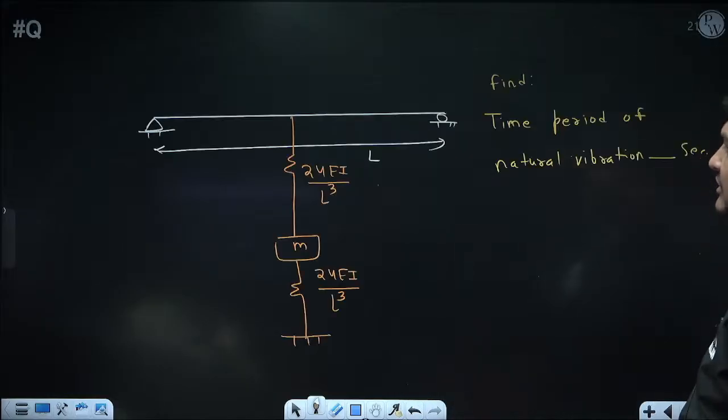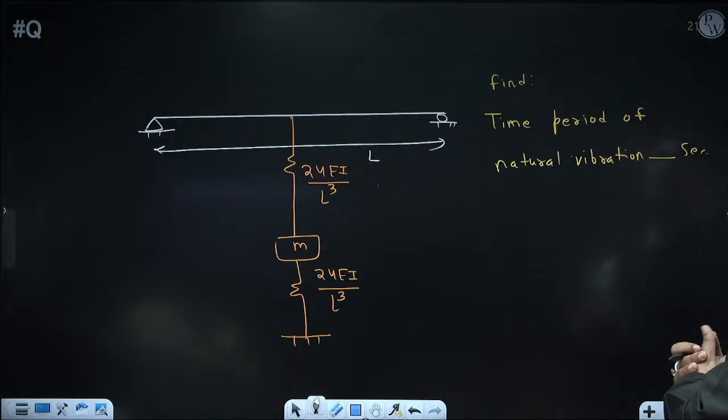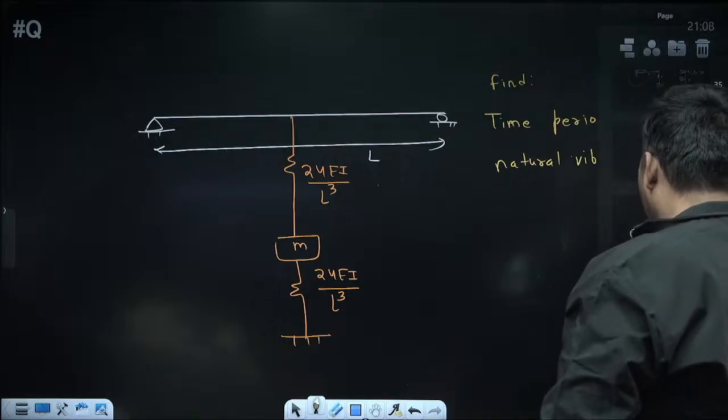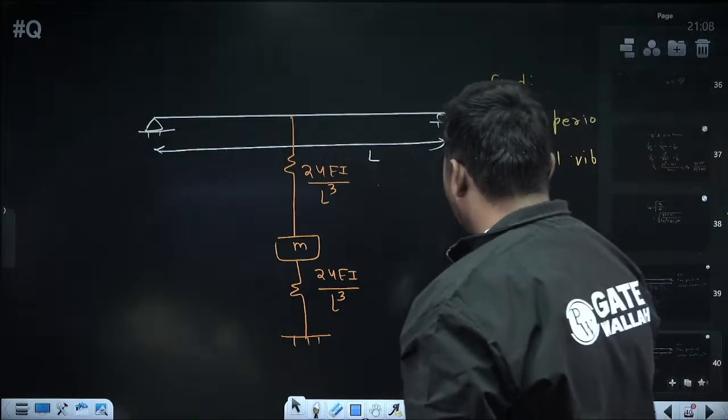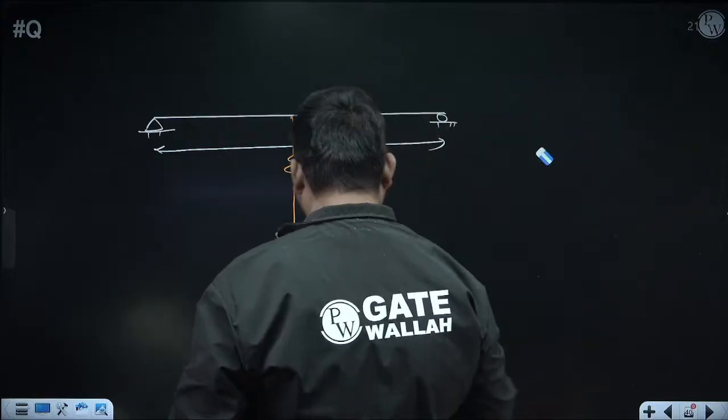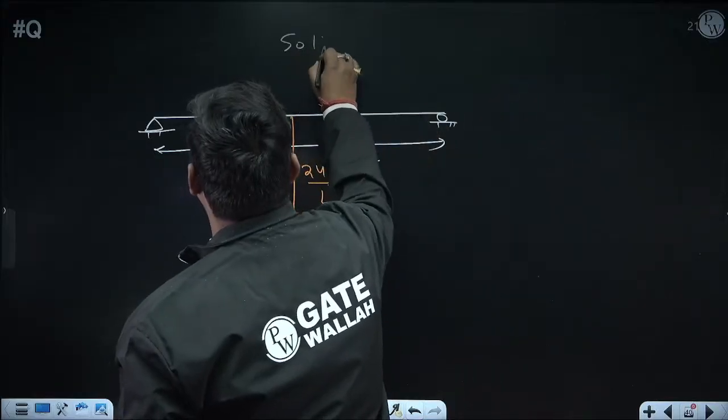I am discussing one more question. Here in this question, we have to calculate the time period of natural vibration in seconds. For that, again, first we calculate omega n, and for omega n, first we need to calculate the overall K equivalent.